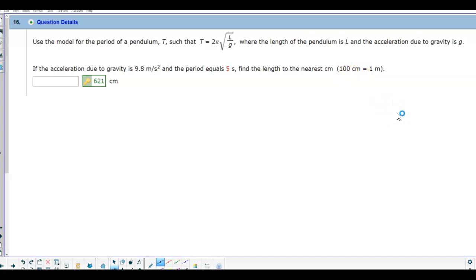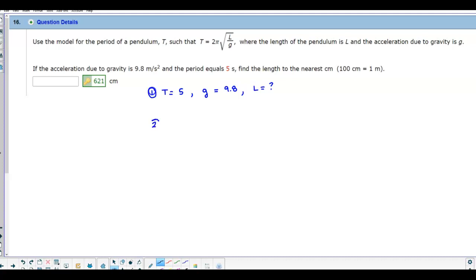So, in this question, we are given values. So what are the given values? Well, we know that T is equal to 5. We know that g is equal to 9.8. And so what we're looking for is the value for L.